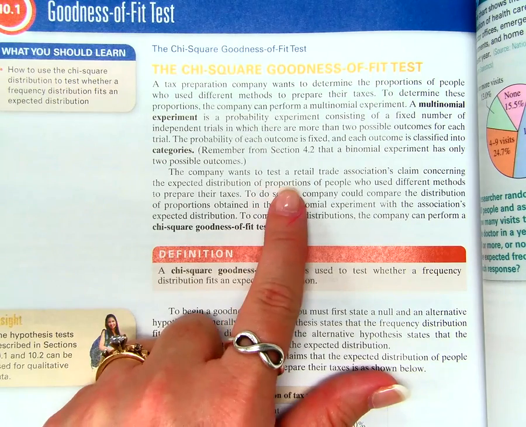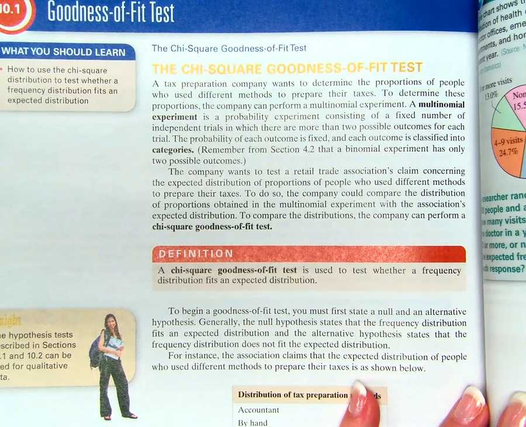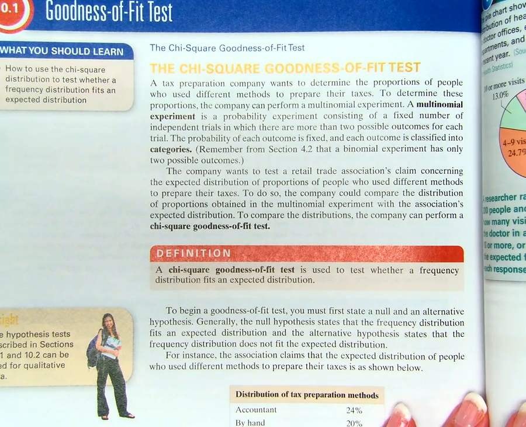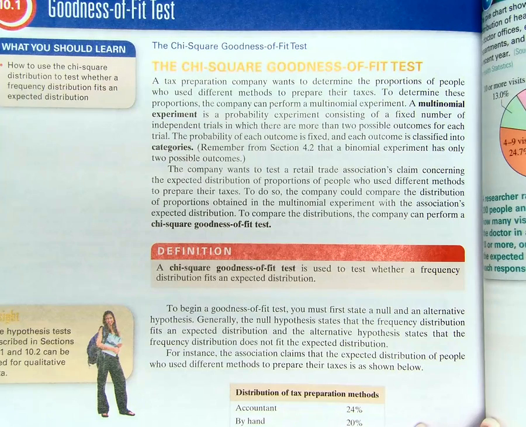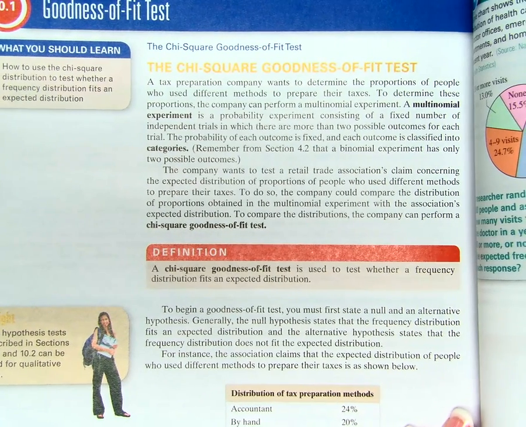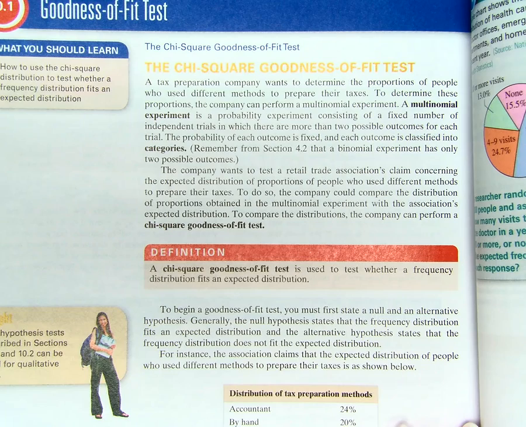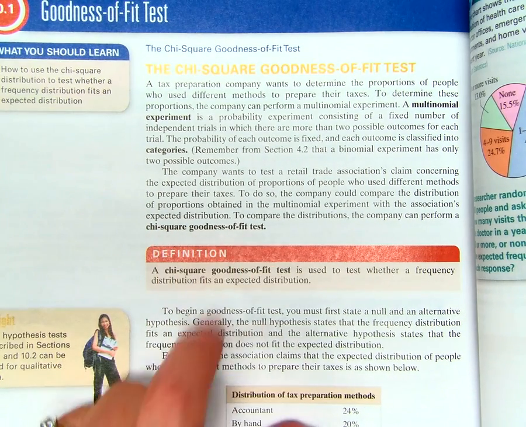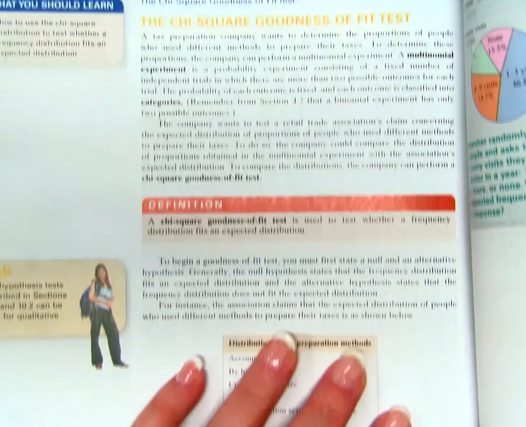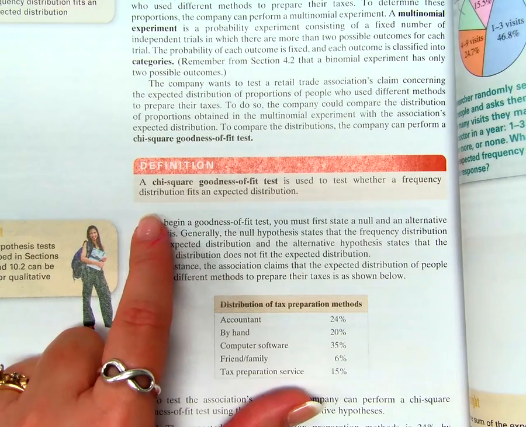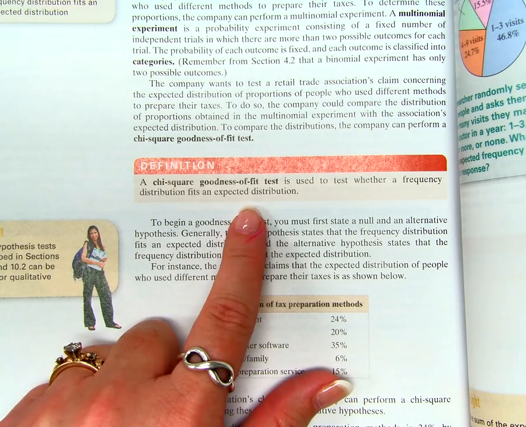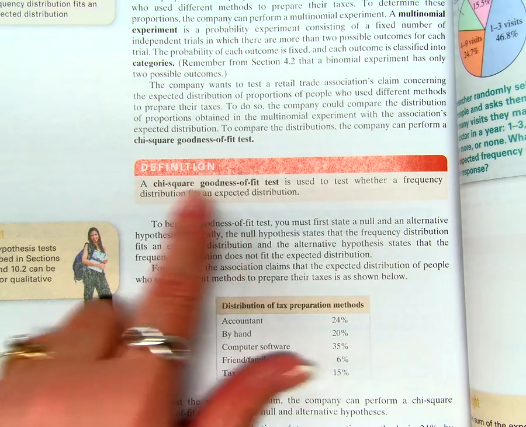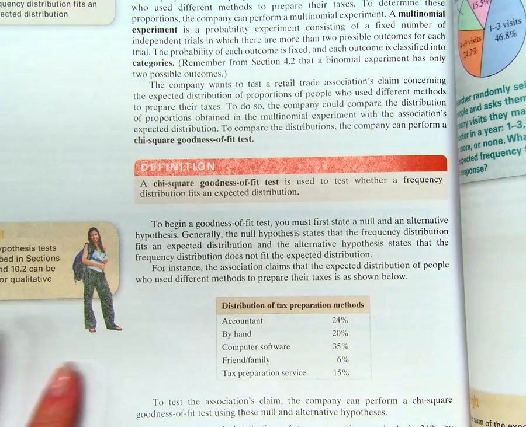Okay? The company wants to test a retail trade association's claim concerning the expected distribution of proportions of people who use different methods to prepare their taxes. To do so, the company could compare the distribution of proportions obtained in the multinomial experiment with the association's expected distribution. To compare these distributions, the company can perform a chi-square goodness of fit test. A chi-square goodness of fit test is used to test whether a frequency distribution fits an expected distribution. Okay? We talked about normal, we talked about standard, all that kind of stuff. Now we're talking about a frequency distribution and an expected distribution. Fair?